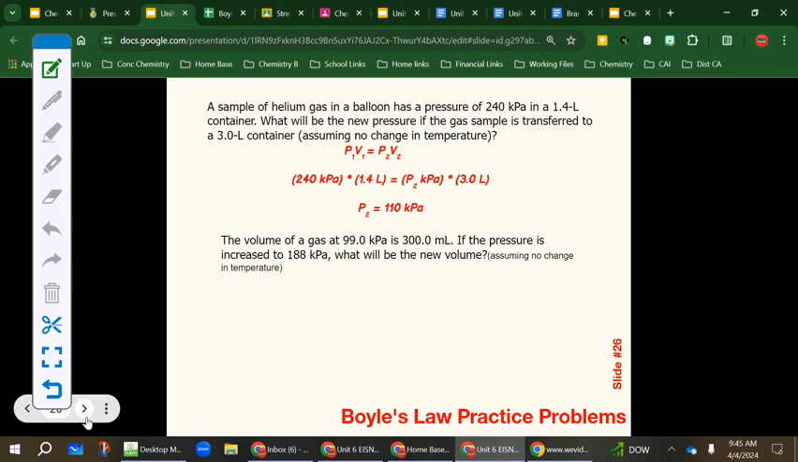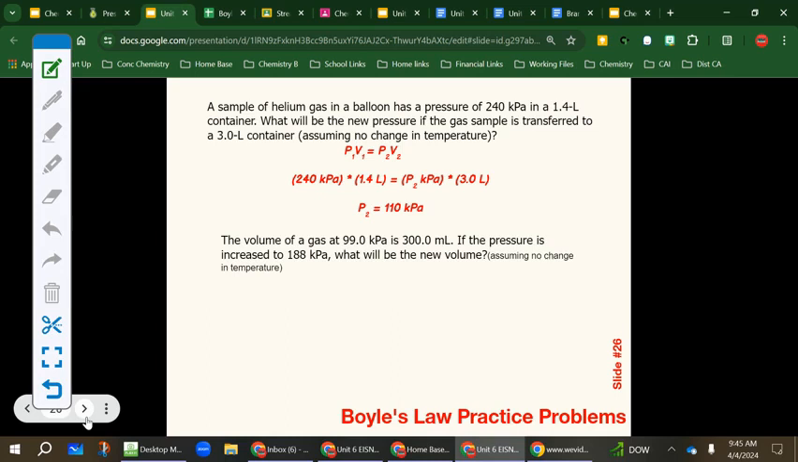What is this? Volume. Why? Because it's in milliliters. How many sig figs? 4. Now, if you do this work ahead of time, it's going to make your life easier.